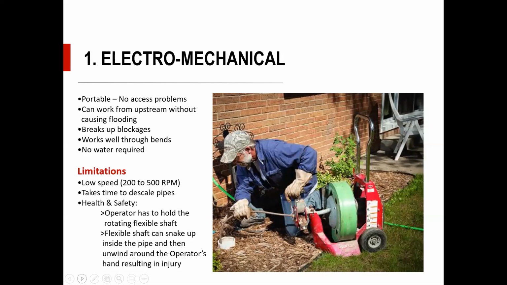When we're using this type of machine, you can work from upstream without causing any flooding issues. It's just purely electromechanical. The motor turns, rotates, turns the steel cable that the operator's holding, and you push it down the pipe, and we use it to break up blockages. It's very flexible, so it will go easily around any bends and traps. And because it's a mechanical device, there's no need to use any water. Hence why there's that low risk of creating the flooding, because we're not adding water into the situation.